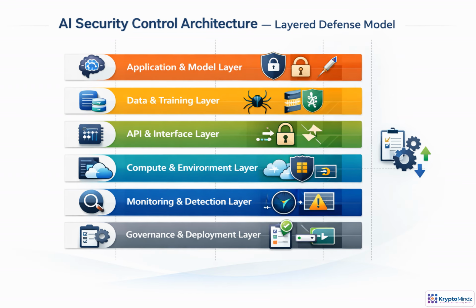The strongest AI security architectures use layered defense, not a single control point. Each layer reduces a different failure mode. Identity and API controls limit who can ask the system to do what. Data and training controls reduce poisoning, leakage, and unsafe lineage. Model serving controls protect weights, prompts, and inference endpoints. Compute controls harden the runtime where code, tools, and agents execute. Monitoring makes unusual queries, drift, abuse, and exfiltration attempts visible. Governance and deployment controls make change safer, with approvals, baselines, rollback, and evidence. The goal is that no single weakness compromises the whole AI system.